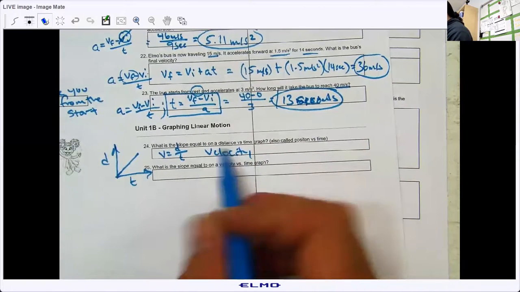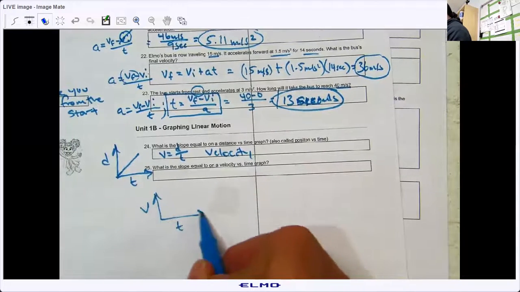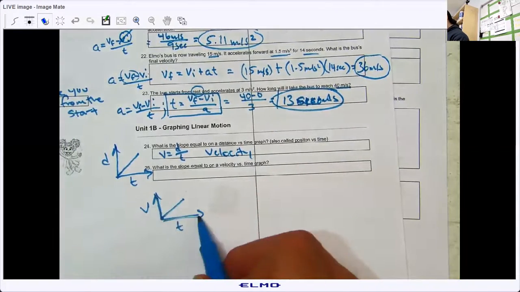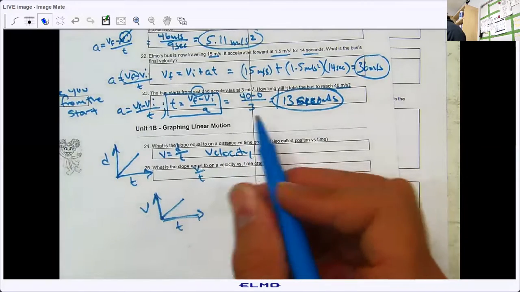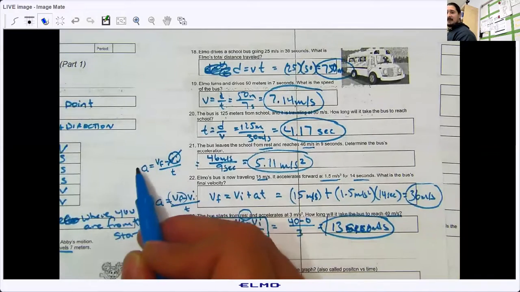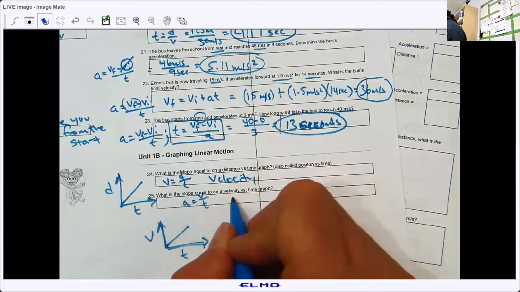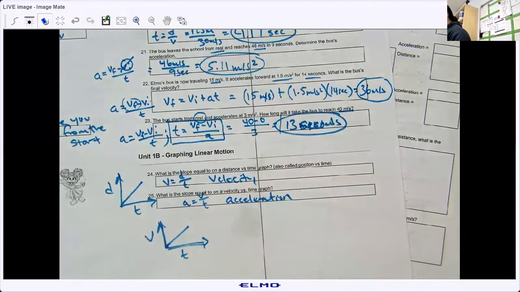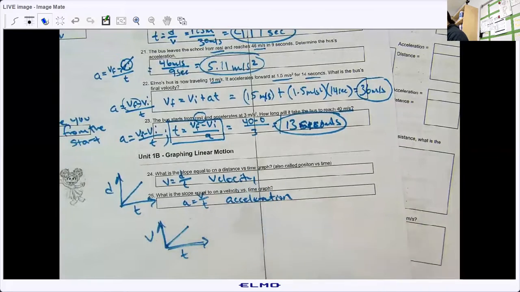What is the slope equal to on a velocity time graph? Well, let's do one of those. Velocity time. We're going to do, here's a slope. We're going to do rise over the run. Or in other words, we're going to do velocity divided by time. If we look, velocity divided by time is acceleration. Distance time is velocity, velocity time is acceleration.